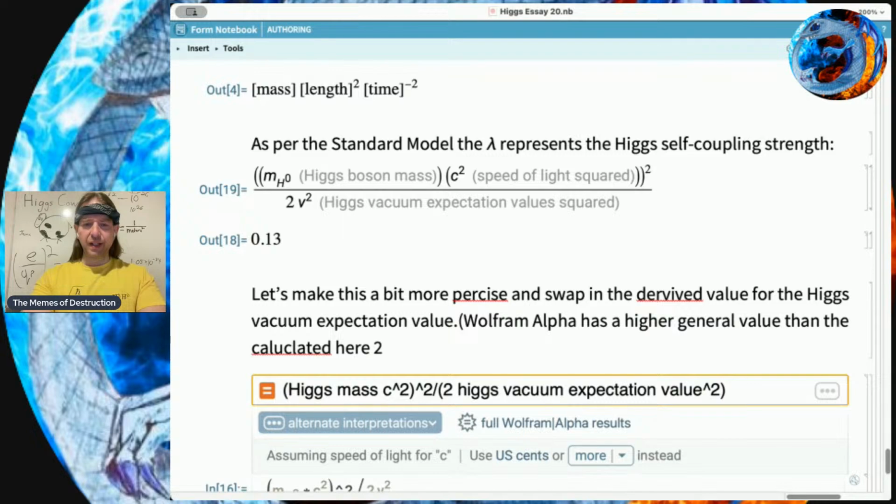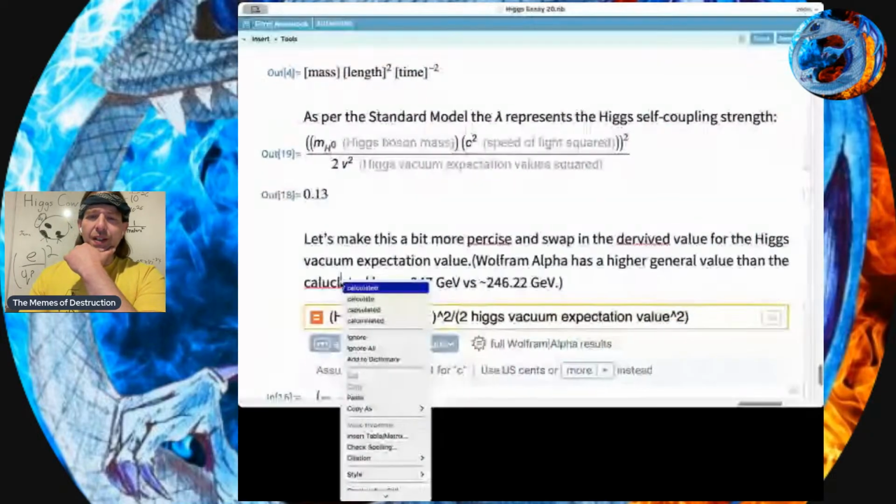247, yeah, 247 GeV. 246.22 GeV, roughly about. All right, so we're just going to put in that other expression because Wolfram Alpha does have all the digits.